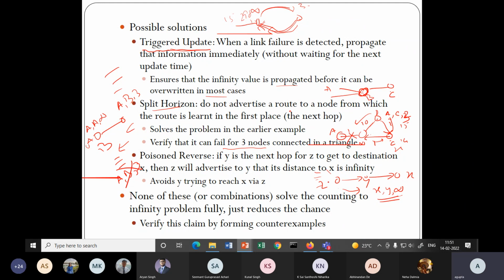Note that in the normal case, when Z advertises to something else, and if this was one, this was one, then let's call this node P. So Z sends to P, it will send X, Y, 2, the correct route. It's only to Y that it will send X, Y, infinity, just to the next hop. In the normal case, even when everything is fine, Y has told him properly that this is a route with distance 1 to X and so on.